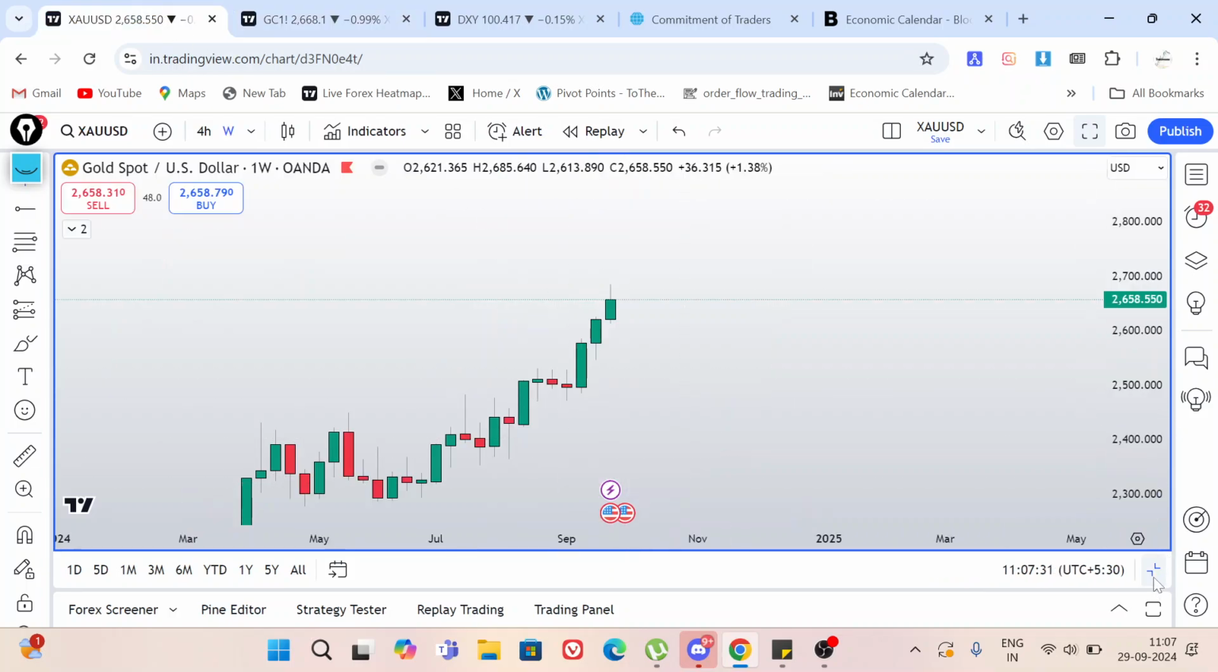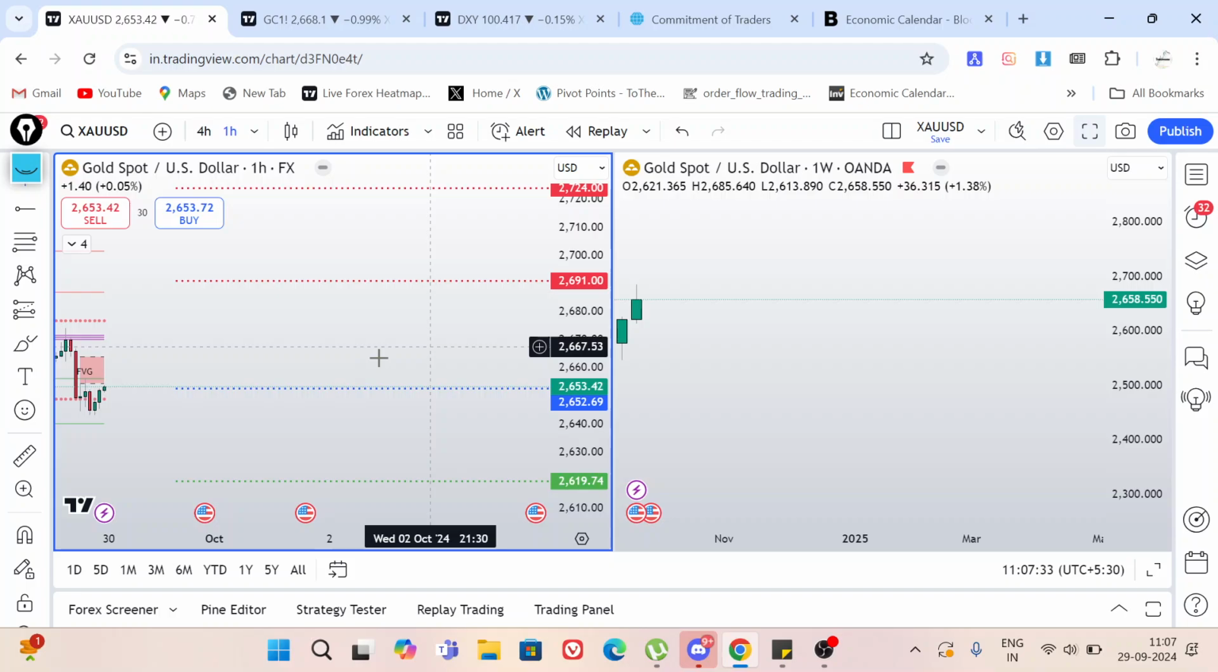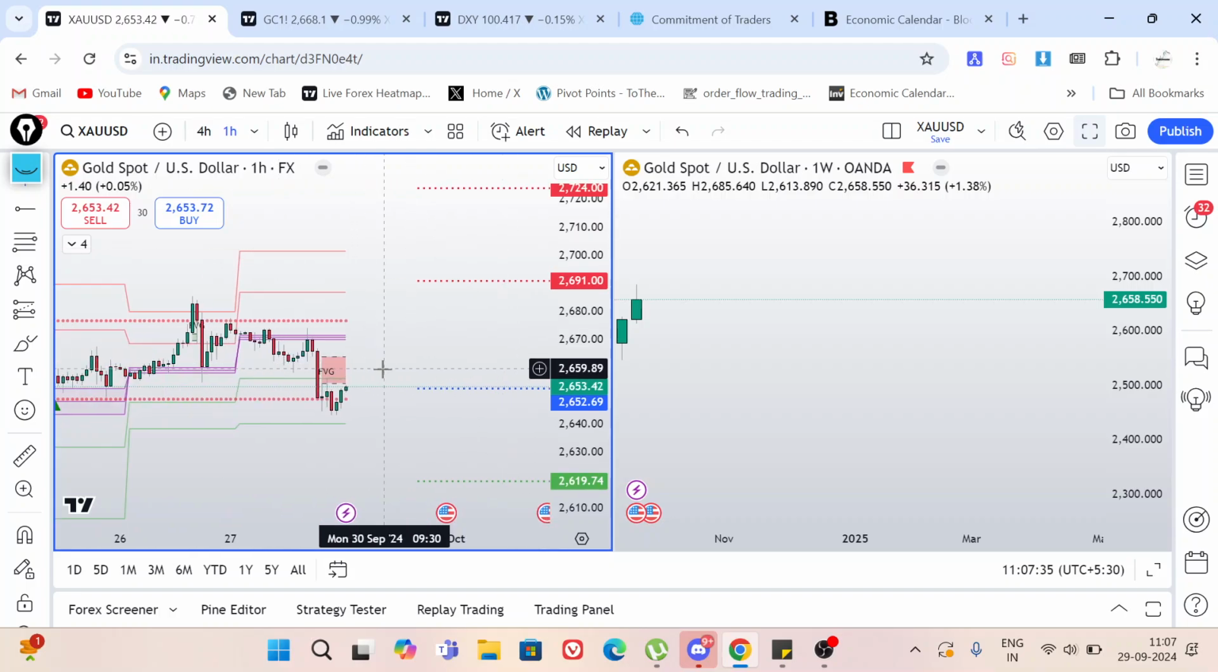So overall the scenario is still bullish on the higher time frame, but on intraday or lower time frames a pullback is currently due. So we have to wait and see how price reacts at the lower support levels if we see a pullback.